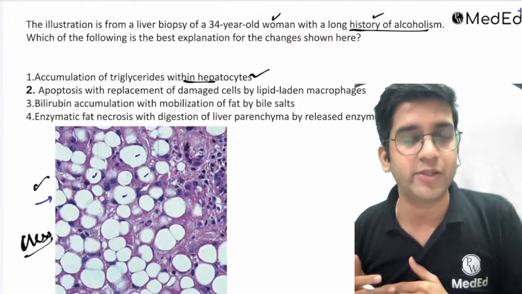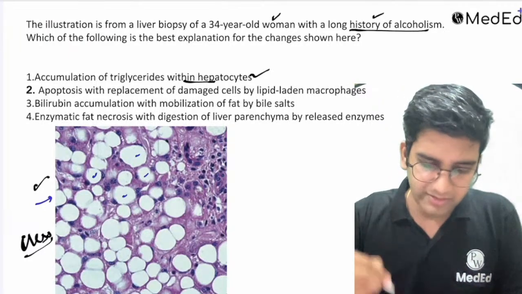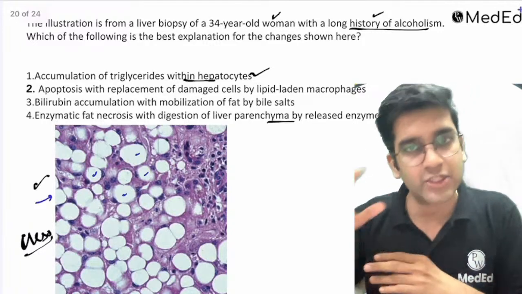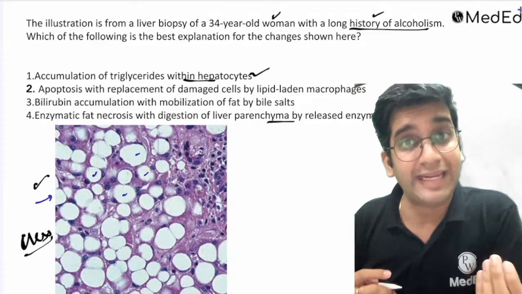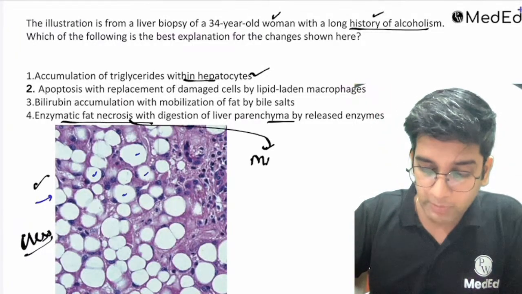Then go and confirm the microscopy. Yes, microscopy has clear areas, which is fat, right? Other things will not be. The enzymatic fat necrosis will be there in pancreatitis, not in alcoholism, and it's different. And by the way, necrosis will look pink in color. Even if it's a fat necrosis, in microscopy it will be pink in color.